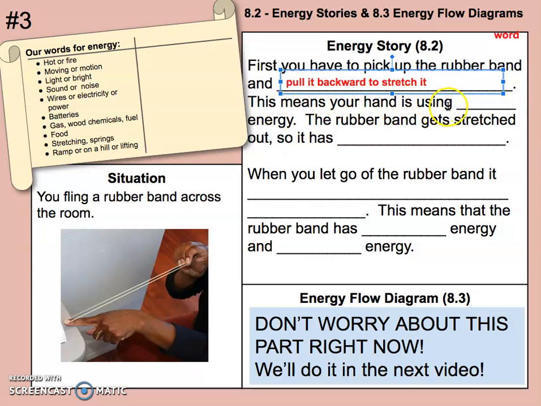This means your hand is using what type of energy? Well, my hand had to move. So I'm going to call that motion energy or moving energy. The rubber band gets stretched out, so it has, well, I'm going to look at my list. It's not hot. It is moving a little bit, but I have that already with my hand moving. Sound or noise, no. Wires, no. Batteries, no. Chemicals, fuel, no. Food, no. Rubber bands are not food, don't eat them.